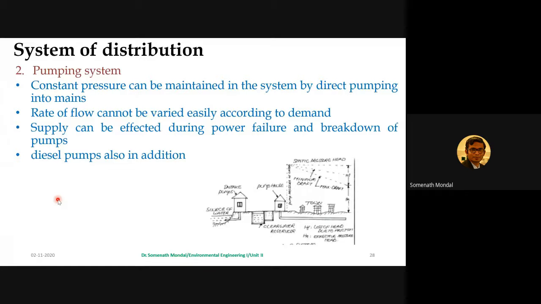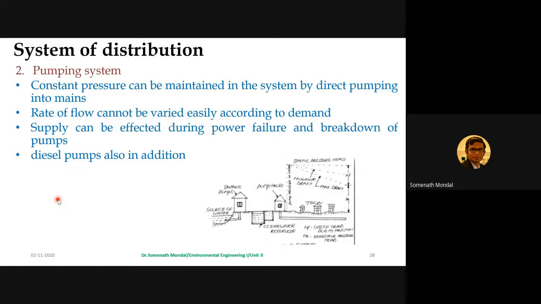So sometimes we have standby pumps which can solve this problem to some extent. That is the reason diesel pumps are also installed, in addition to the electrical pumps, to be utilized as standby. And during fires, the water can be pumped in the required quantity by the standby units as well. So that is another flexibility associated with the pumping system.